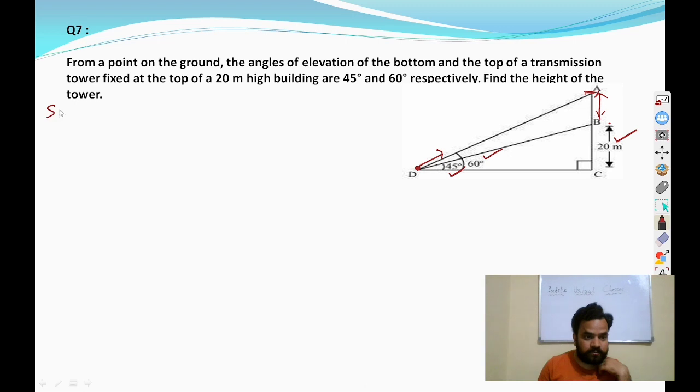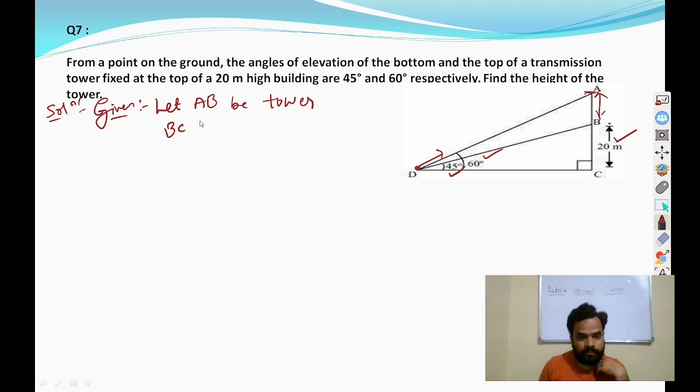So write the solution, all of you. Write given. Let AB be the tower and BC be the building. The height of the building they have given is 20 meter, right? So in the first case I will take theta is equal to 45 degree.